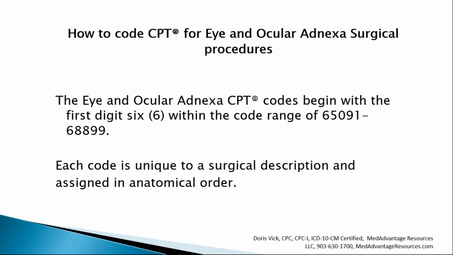The eye and adnexa codes begin with the first digit being a 6, and they fall within the code range of 65091 to 68899. Check your table of contents and see all the different subsections within this code range. Also, refer back to the code descriptions. Each code is unique for a surgical description and assigned in anatomical grouping or order.